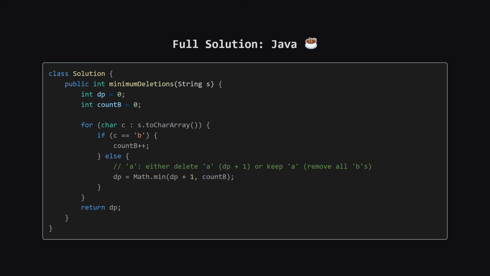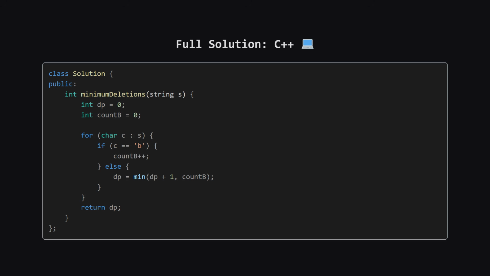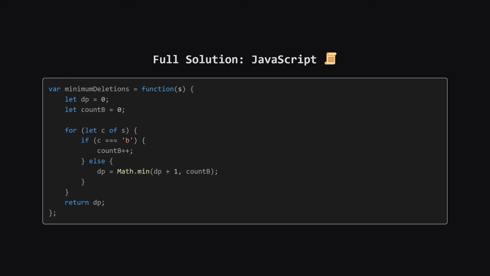Alright, as promised, here is the full solution in Java. It uses the optimized DP approach. You can pause the video here to take a closer look at the implementation. Next up, here is the C++ version of the solution. It's very similar to the Java one, leveraging the standard min function. Again, feel free to pause and review the code. And finally, here is the solution in JavaScript. Hopefully seeing it in a few different languages helps solidify the concepts regardless of your tech stack.